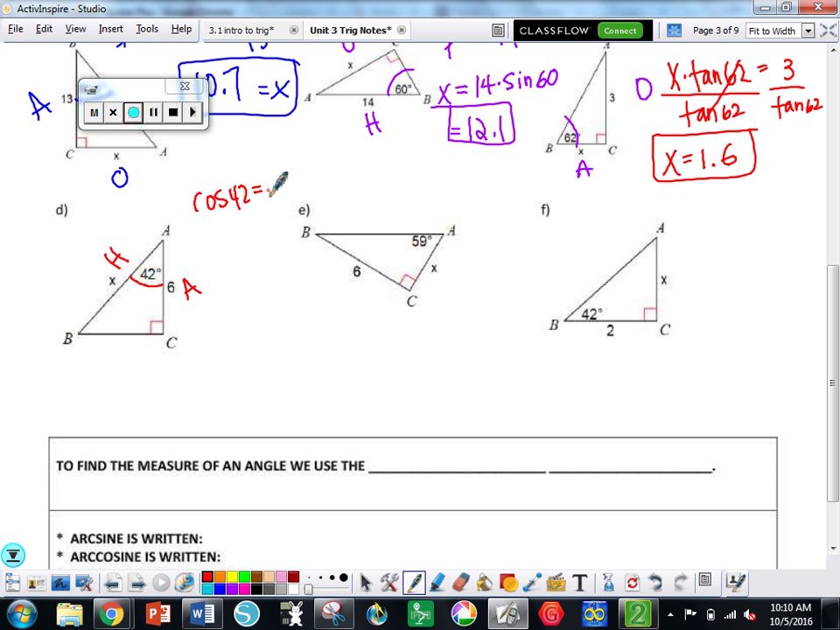It's AH, SOHCAHTOA. Now x is on bottom, so let's think of this as a cross multiply problem. So I've got x cosine of 42 equals what? 6. X times the cosine of 42. How do I finish this off? How do I get x by itself? Let's divide by the cosine of 42.